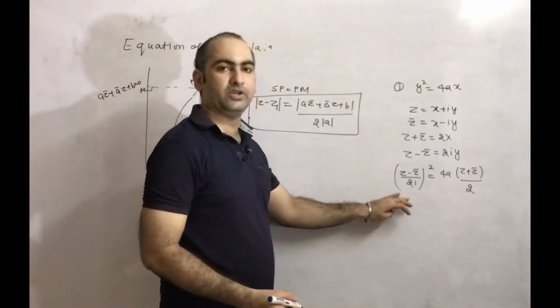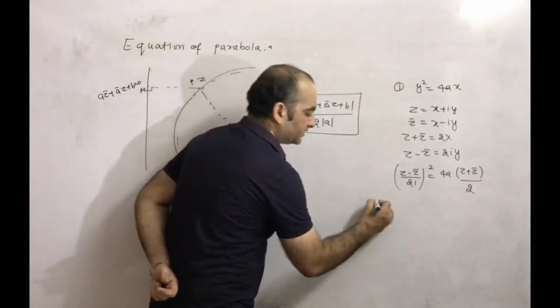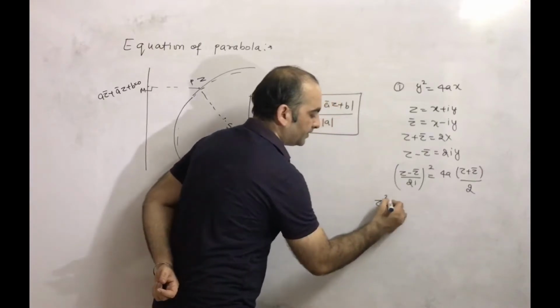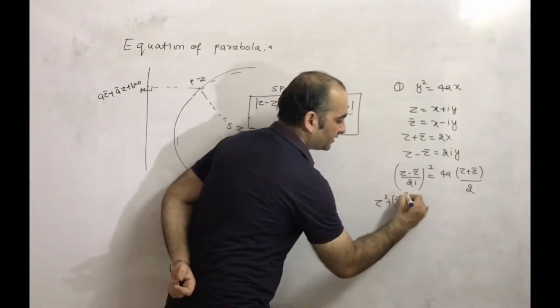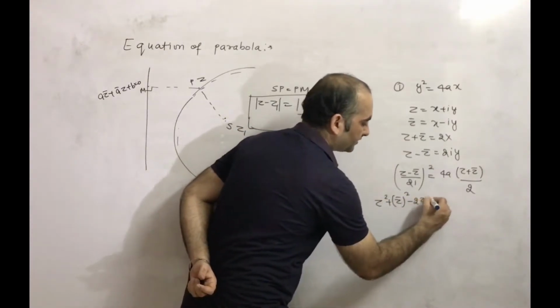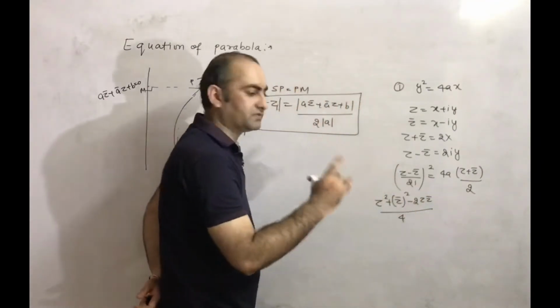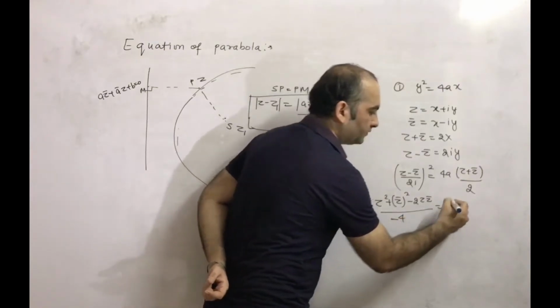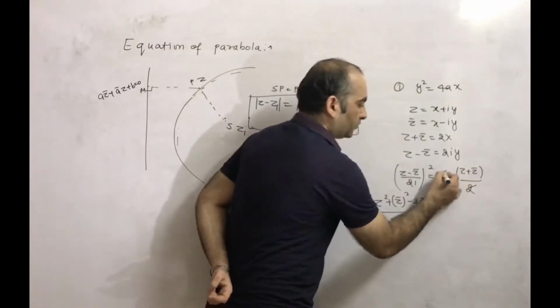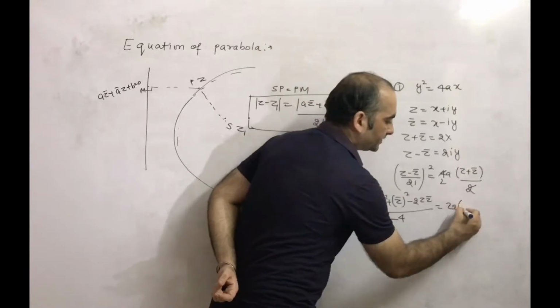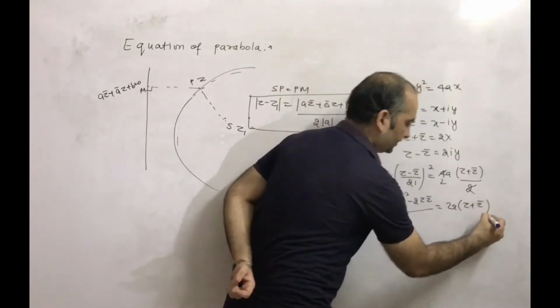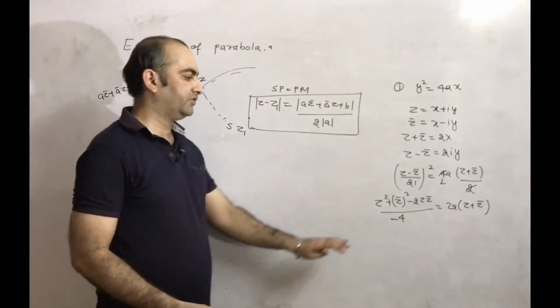So this is your parabola equation. If you simplify this one, what will come? z square plus z bar square minus 2 z z bar, divided by 4. i square is minus 1, so what will come? Minus 4 equal to, here 4 and 2 cancel, 2a times (z plus z bar). This will come. So this is your parabola equation.